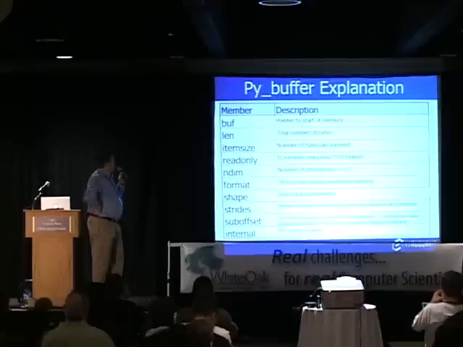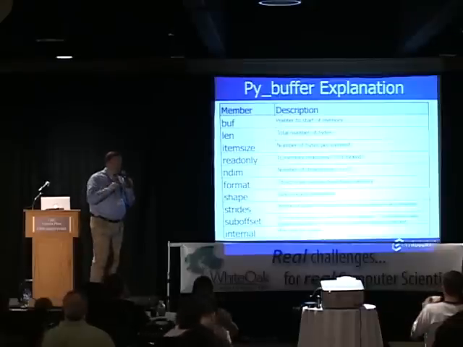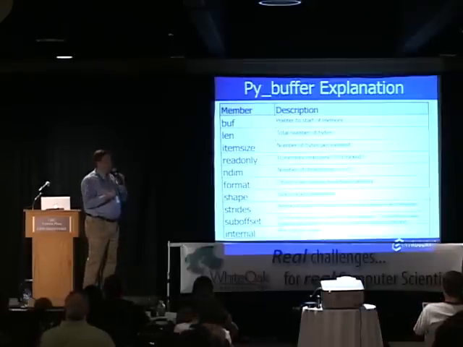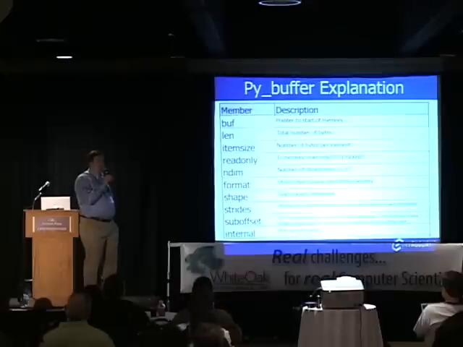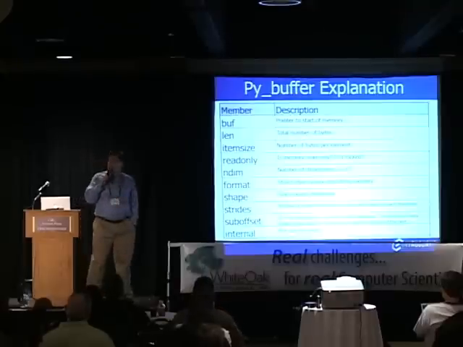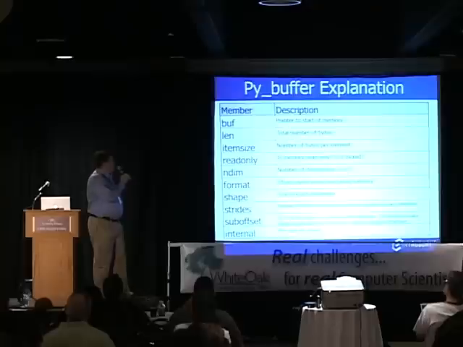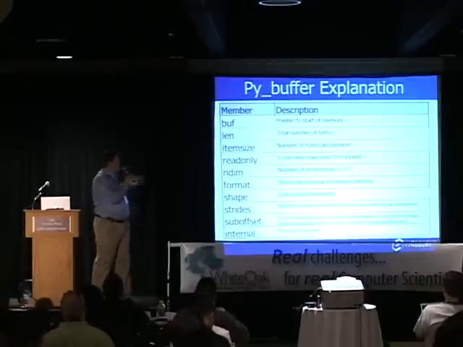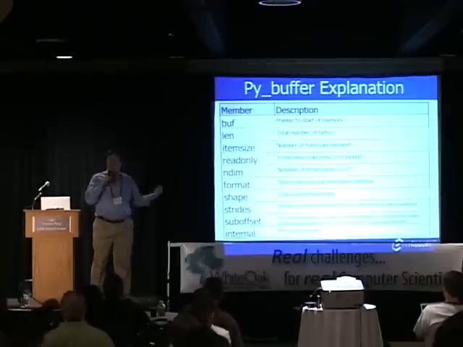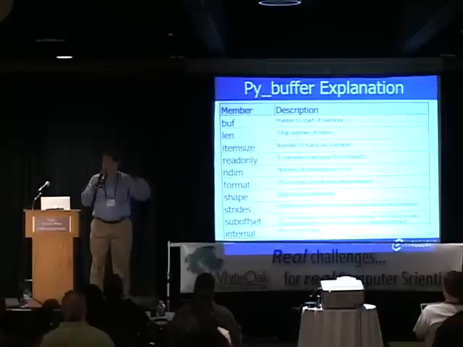So the explanation for this is the buffer is the pointer to the memory. It's just a character pointer to the chunk of memory, to the start of the memory that's being shared. The length is the total number of bytes, although that can be pre-computed. It's nice to have it stored there also. Item size is the number of bytes per element. So that starts to get to the new concepts that are there. The first two are what the previous buffer interface had, just a pointer to memory and the length.